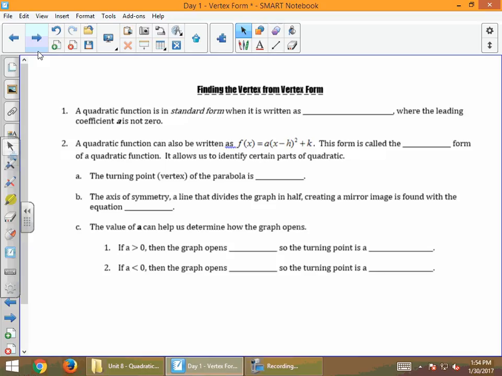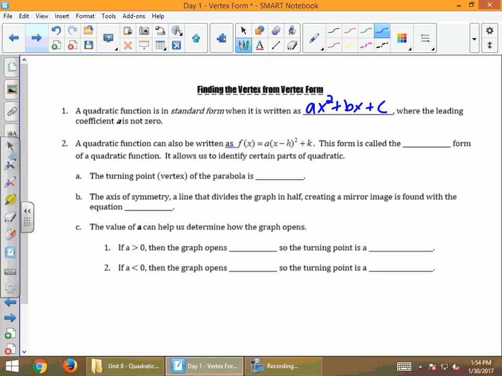We can find the vertex of a quadratic much easier when it's written in vertex form. So remember what we just did, we were dealing with standard form, which is ax squared plus bx plus c, where the leading coefficient a is not 0, because if it was, it cancels out the x squared, and then we wouldn't have a quadratic anymore. So again, that's standard form. What we're going to talk about now is vertex form.